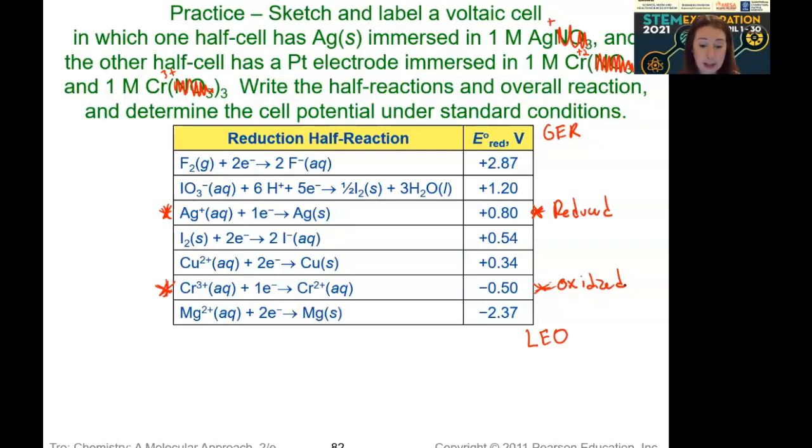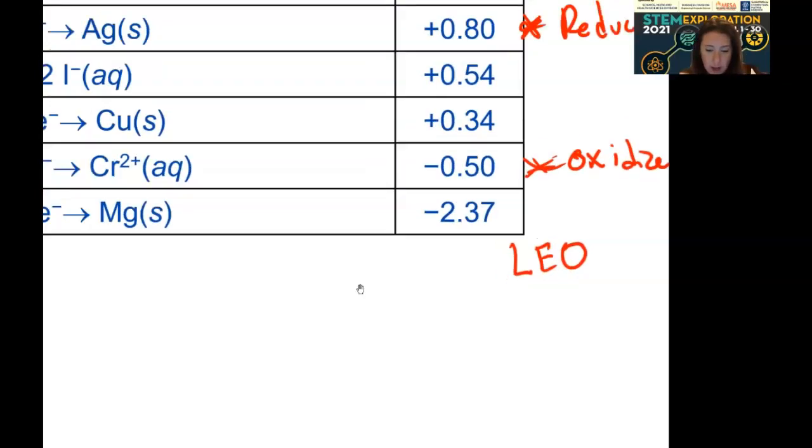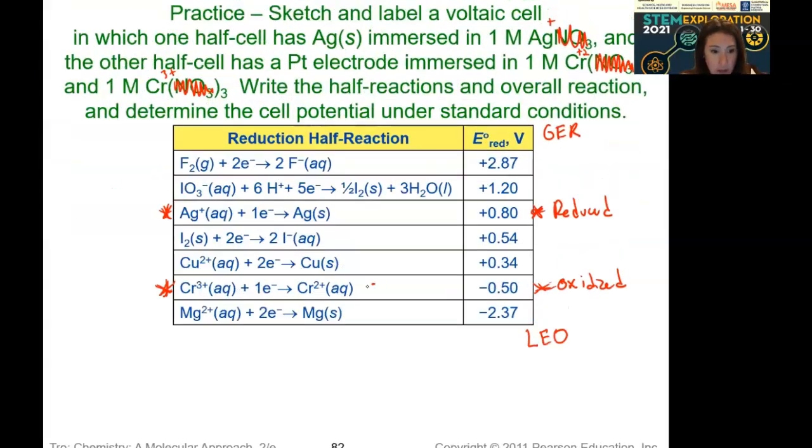All right, any questions on how I figured that part out? So remember, to be spontaneous, a reaction that's higher on the table needs to be paired with a reaction that's flipped below it, right? The overall reduction potential needs to be positive. And if one gains electrons, the other one has to lose electrons. So that means that this reaction is going to be flipped. So it's actually going to be Cr2 plus goes to Cr3 plus 1 electron. And this is going to be plus 5. Right? Okay.